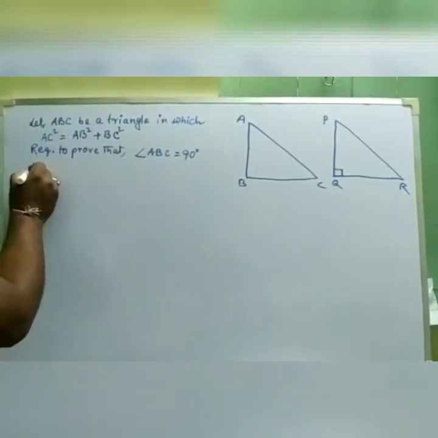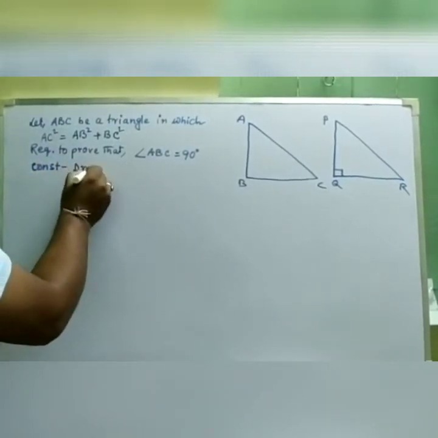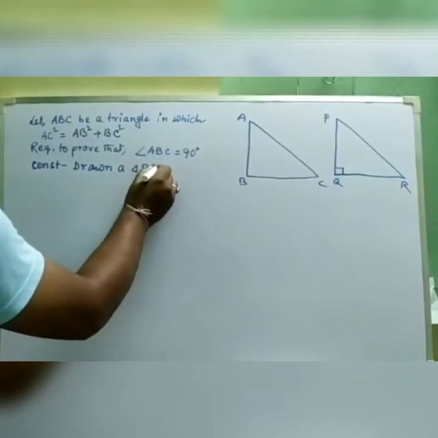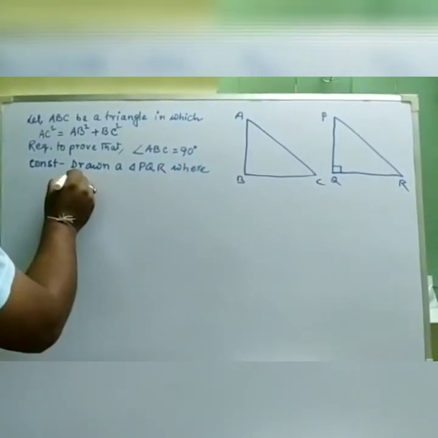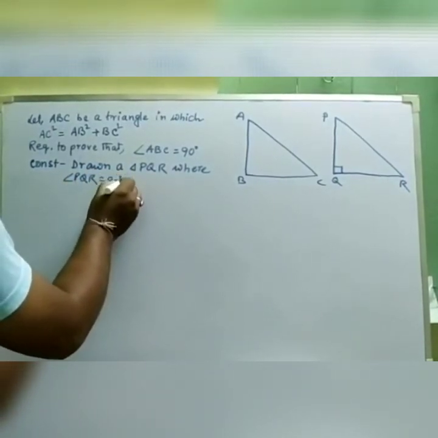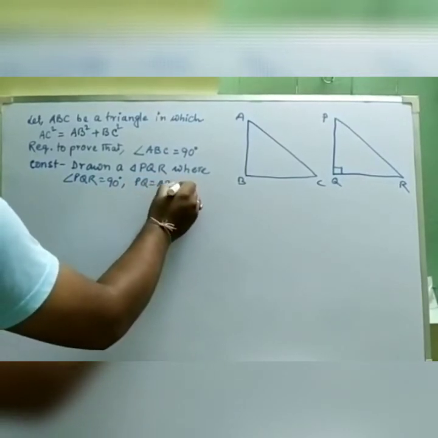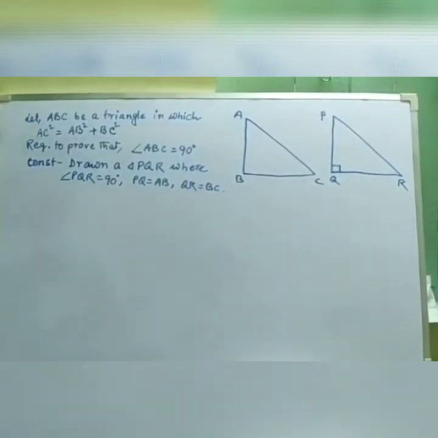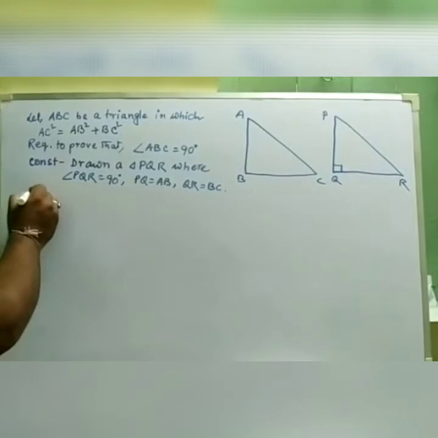So in construction, drawn a triangle PQR where angle PQR equals 90 degrees, comma PQ equals AB, comma QR equals BC. Okay, so this is all about the construction. So let's move to the proof.